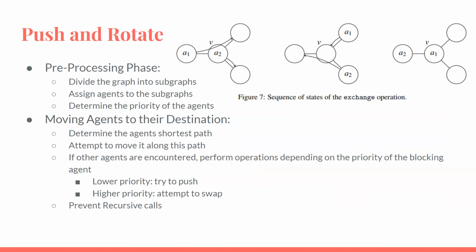And then for the moving agents to their destination portion, we have to determine the agent's shortest path, attempt to move it along this path, and then determine what to do if other agents are encountered during this path. Basically, the gist of it is that lower priorities we're going to try to push, and then higher priorities we have to swap. And lastly, we're going to do our best to prevent recursive calls using some heuristics and post processing algorithms. I'll get into that a little bit too.